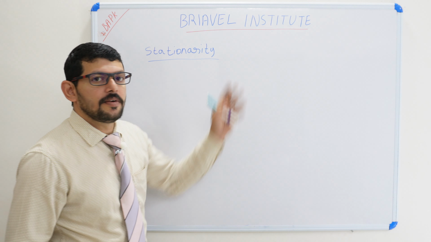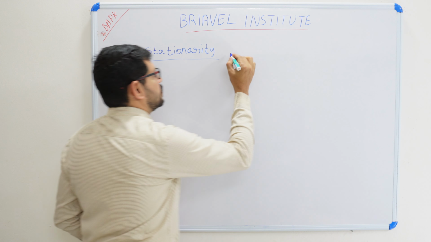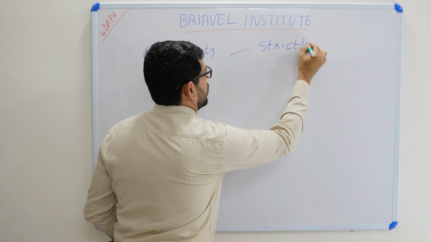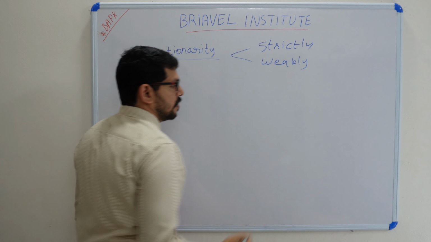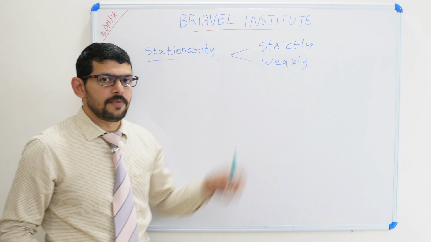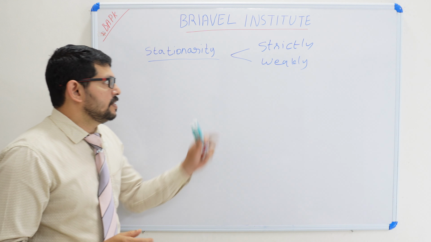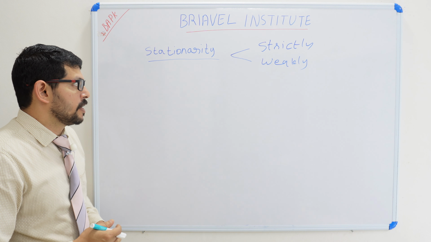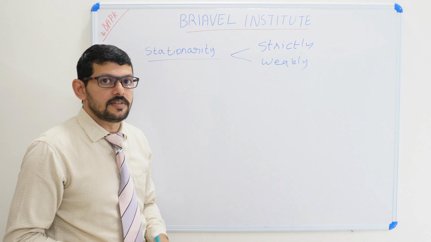What is stationarity? What types of stationarity are there? We are discussing two types of stationarity: strictly stationary and weakly stationary. It is a very simple concept. We will explain it through one deterministic process. I will give one example. It is a deterministic process, but we can understand the concept of stationarity.